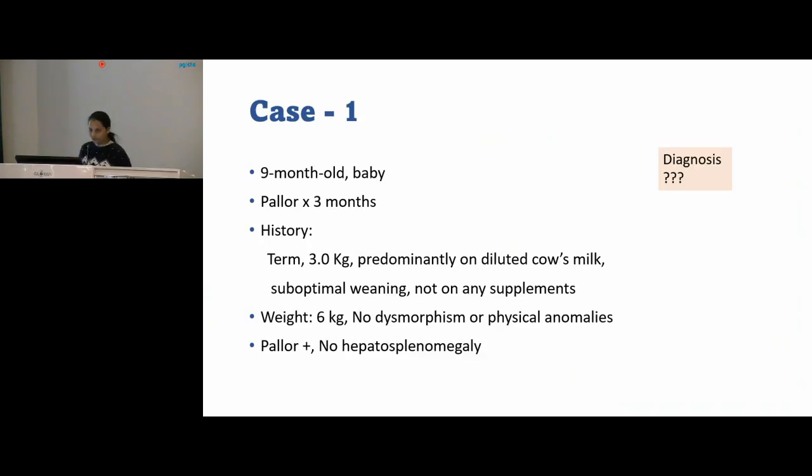So what would be your thoughts? What could be the diagnosis? Differential? Nutritional anemia because? Why are you thinking that?